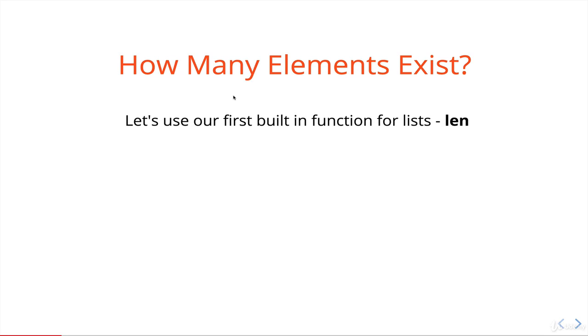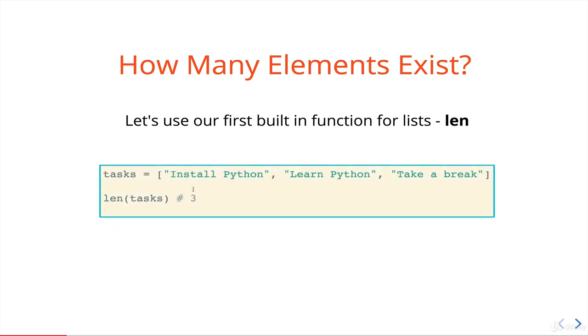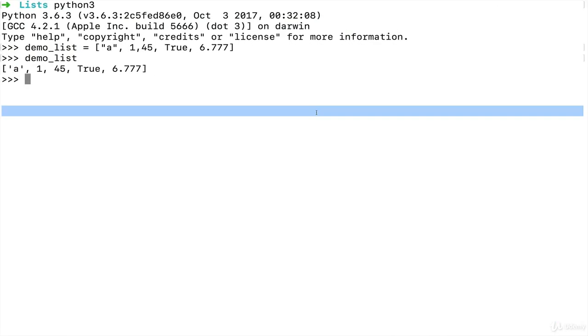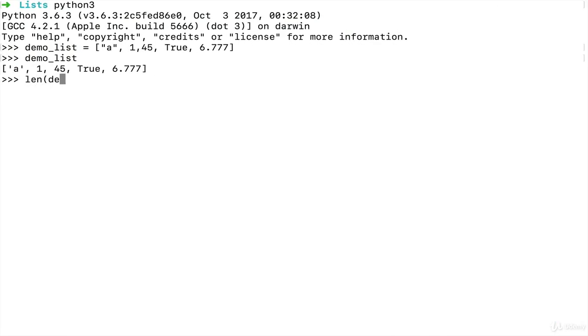So the first built-in function we'll see for lists is called len, stands for length, and we just pass in a list, and it will return to us the number of items in the list. So if I did len on demo list, what do we expect to see? 5. 1, 2, 3, 4, 5. So that one's pretty straightforward, but it's actually quite useful when you have a list and you don't know how many items are in it.